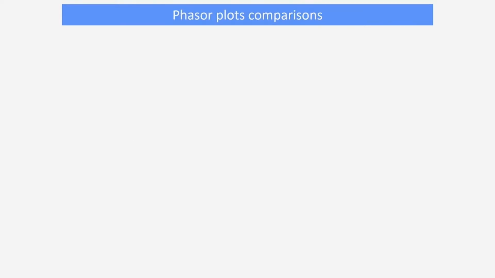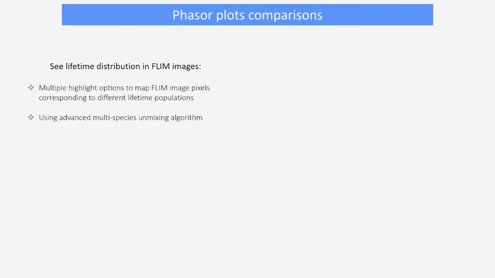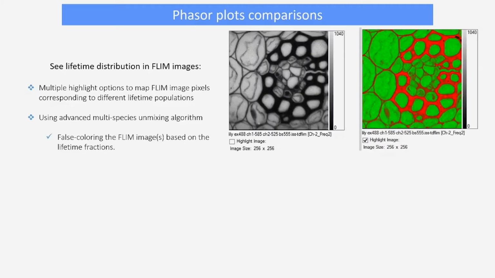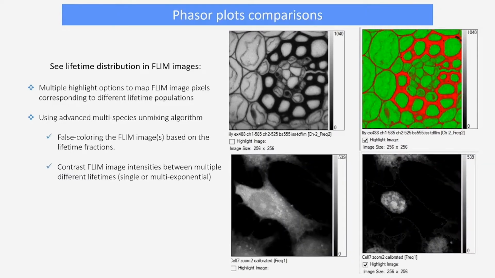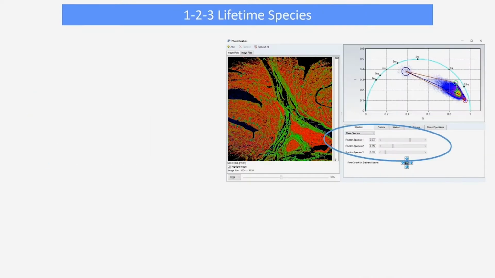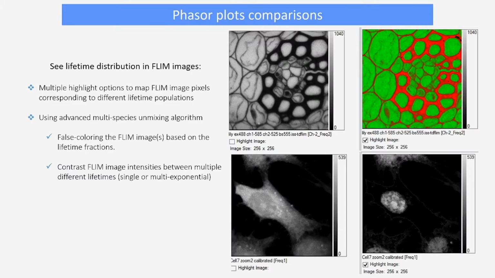The comparison utility in ISS VistaVision makes it easy to see lifetime distribution in FLIM images. There are multiple highlight options to map FLIM image pixels corresponding to different lifetime populations. Using unmixing algorithms, you can false color the FLIM images based on their lifetime fractions, and you can also contrast their intensities. These lifetimes can be single or multi-exponential, so you can thoroughly analyze the entire image. This is a very useful tool to visualize lifetime distribution in your samples.